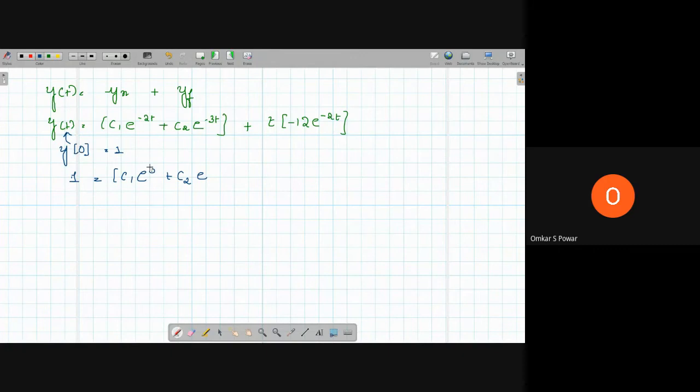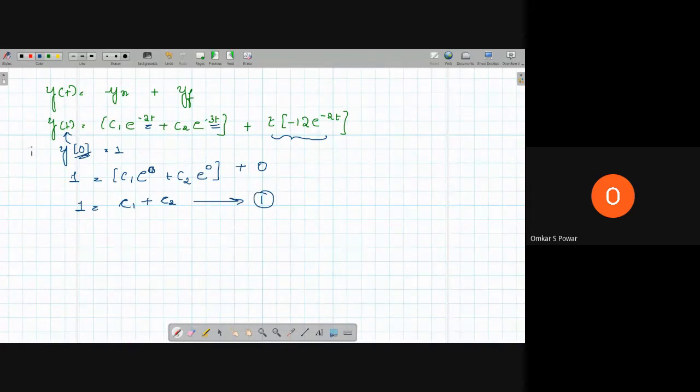Okay. Because t is equal to 0, right? So this is e power 0 plus C2 e power 0, because t is equal to 0 here, then this whole term will become 0. So your equation will be C1 plus C2 is equal to 1. So this is your first equation.